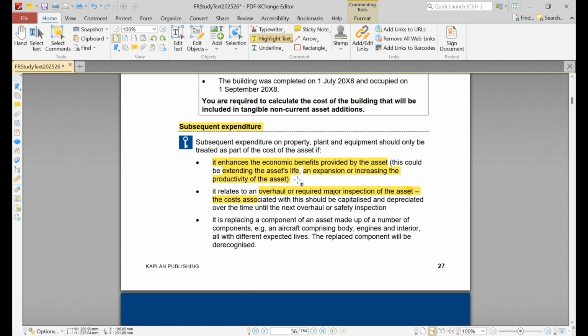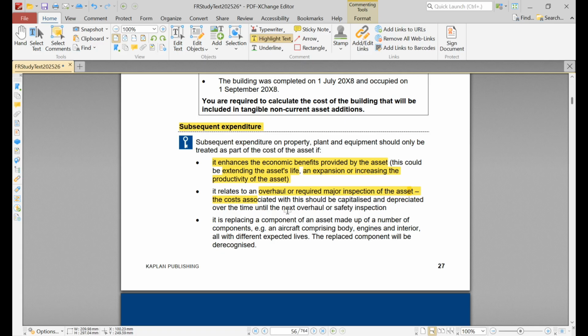What would not be capitalized is if you're incurring certain repair expenses. Now, repair is a required expense, but it is required so that the asset can continue to function at its current productivity level. It will not enhance the asset in any way. That is a bare minimum expense required to maintain the asset's current productivity.